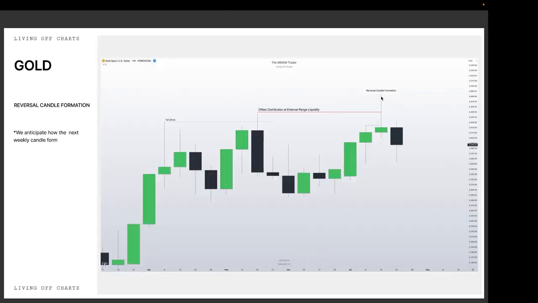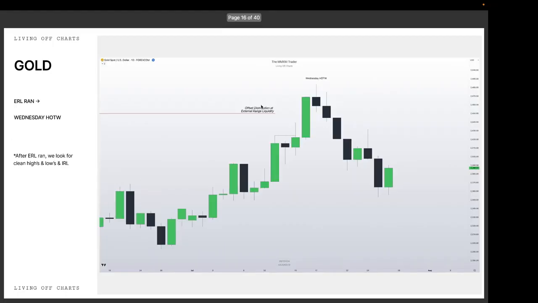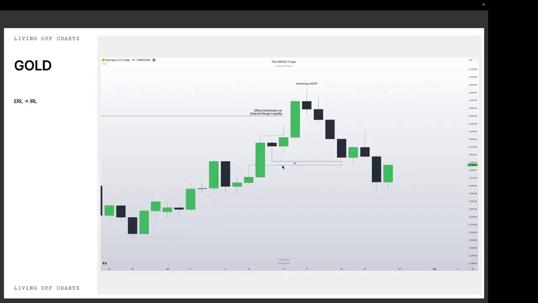Now, we have that reversal candle formation, as you can see here, also running a previous weekly high, going into the third drive here. Offset distribution, this is that external range liquidity. And now we can see Wednesday high of the week. That's this candle here. Now, external range liquidity has been taken here. So where should your eye go? Internal range liquidity here. So this, you can look at this as a weekly objective. So this should be your one shot, one kill objective, this FVG right here.